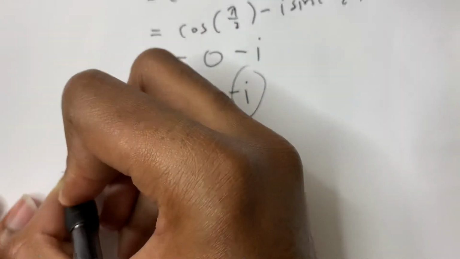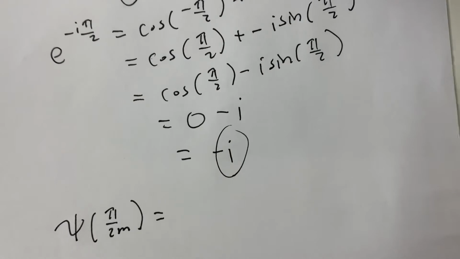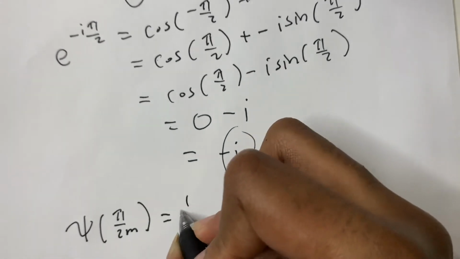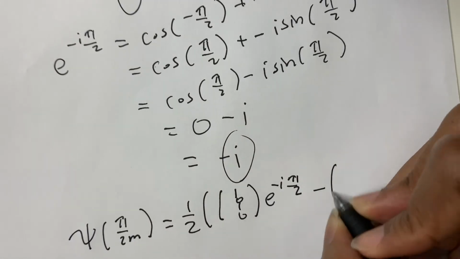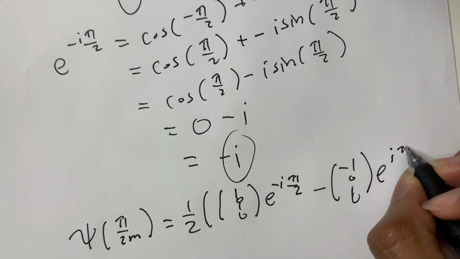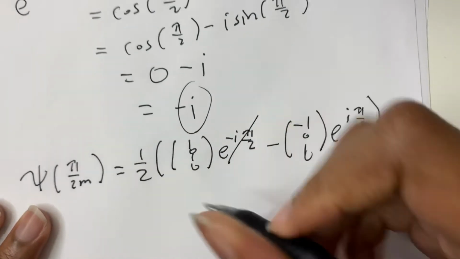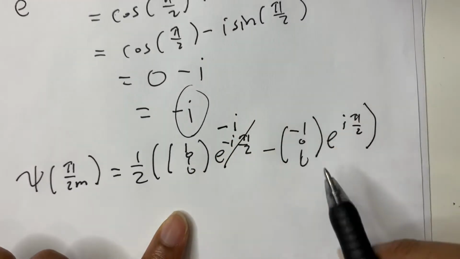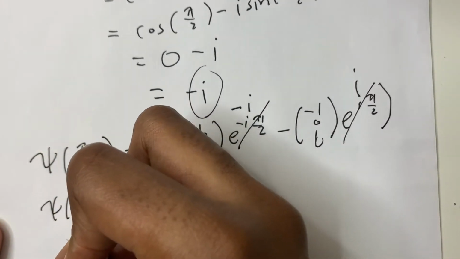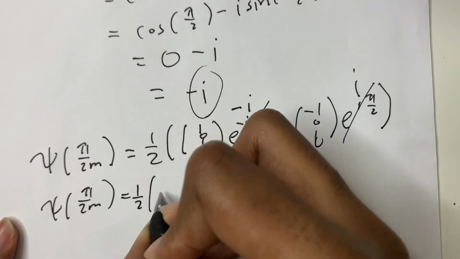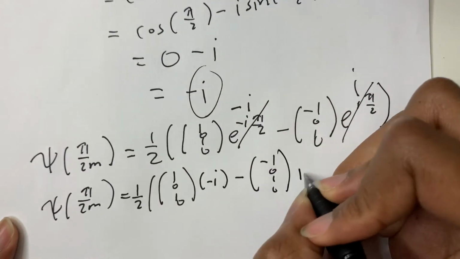Okay, so now we just rewrite this. Psi of pi over 2m was 1/2 times (1, 0, 1, 0) e to the minus i pi over 2 minus (1, 0, 1, 0) e to the i pi over 2. We just found out that e to the minus i pi over 2 is minus i, and e to the i pi over 2 is i. Therefore, psi of pi over 2m is going to be 1/2 times (1, 0, 1, 0) times minus i minus (1, 0, 1, 0) times i.